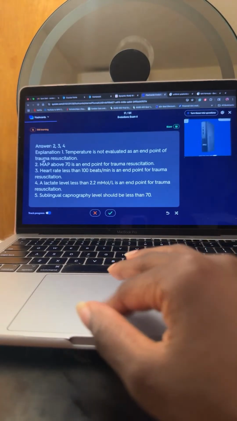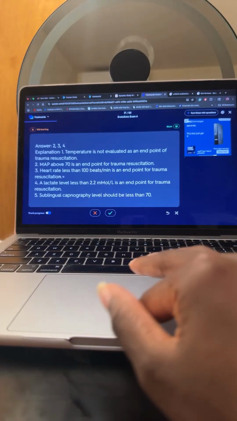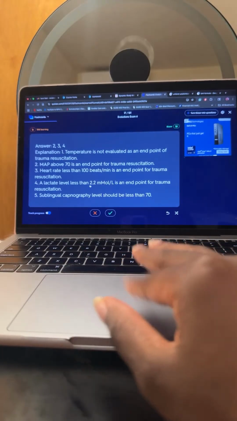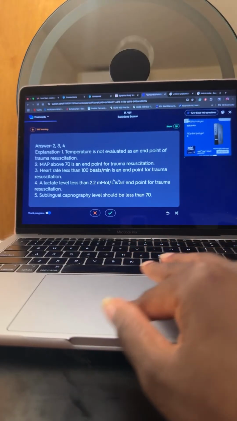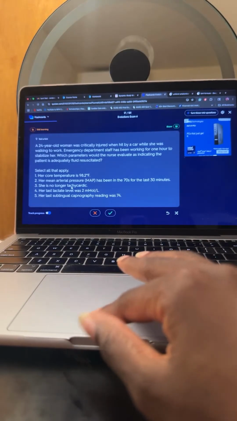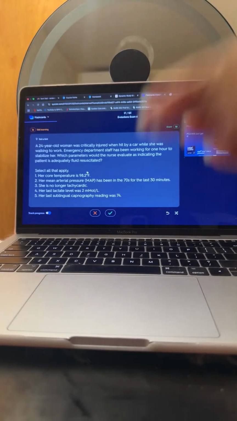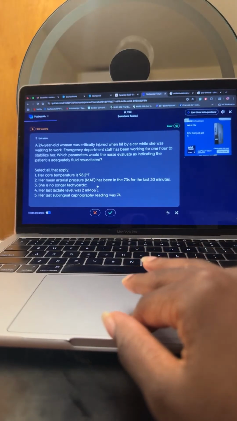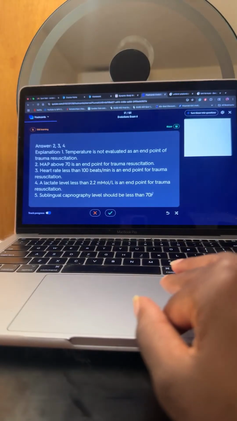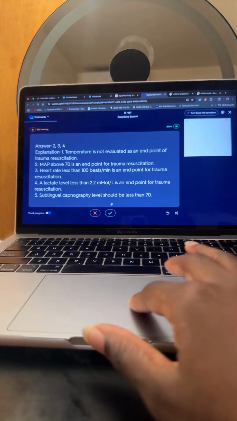Okay, so MAP being above 70, yes. Heart rate less than 100, yes. And lactate level less than 2.2, yes, because it was 2. I said 2, 3, 4 was iffy on 1, so good thing I didn't say 1. And then her last capnography being greater than 70. Like I said, it needs to be less than 70.